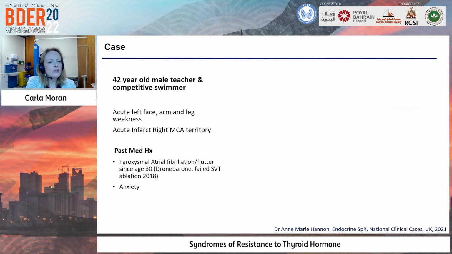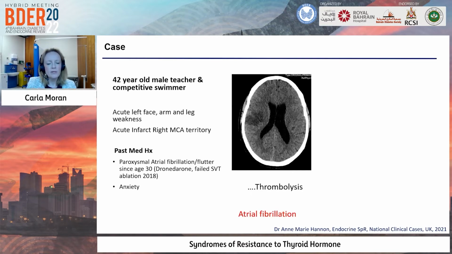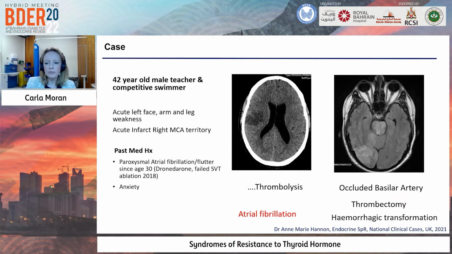I'd like to start off by discussing a case of a patient who's under my care. He's a 42-year-old man who was a teacher and competitive swimmer. He presented with acute left face, arm, and leg weakness. And unfortunately, he was found to have an acute infarct in the right MCA territory. He had a background history of paroxysmal atrial fibrillation since the age of 30, and this had proved quite difficult to control. He also had a history of anxiety. He had an acute stroke and went on to have thrombolysis. And during this time, his atrial fibrillation was quite difficult to control.